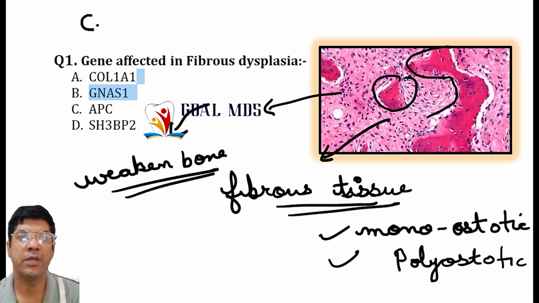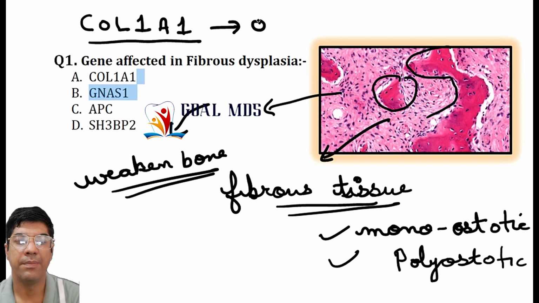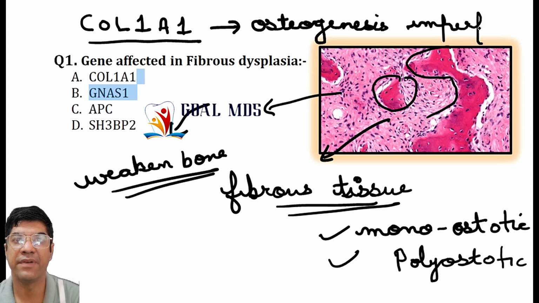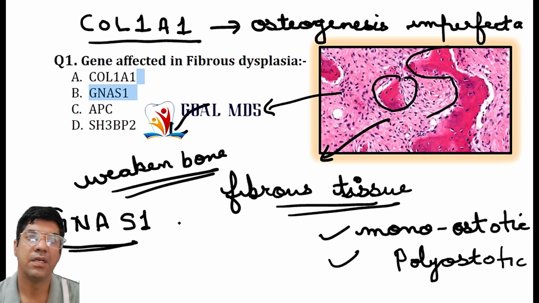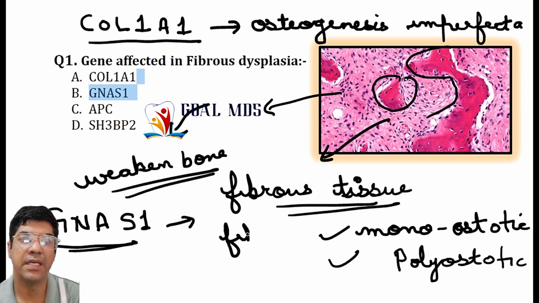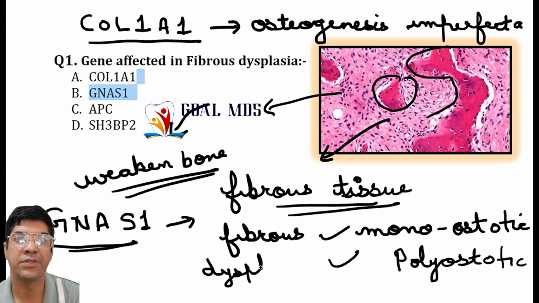Now let us come back to the genes that are affected in fibrous dysplasia. Remember, COL1A1 gene mutation is associated with osteogenesis imperfecta. That is a condition that is characterized by fragile bone and frequent fractures. The other is the GNAS1 gene. Yes, it is the gene that is associated with fibrous dysplasia.